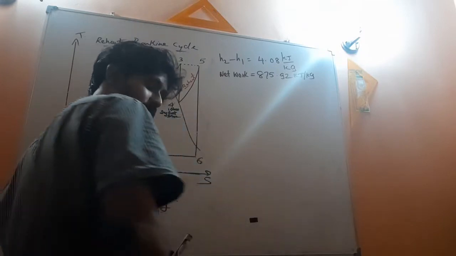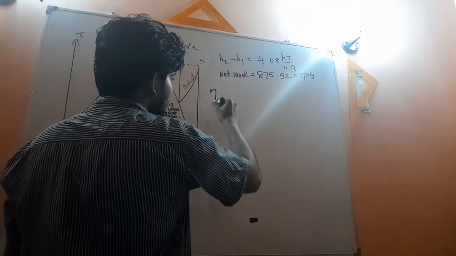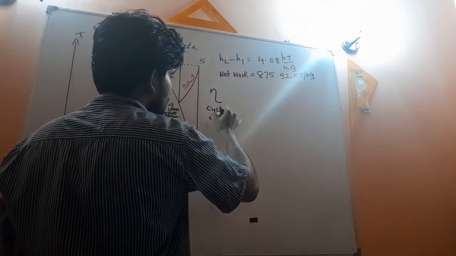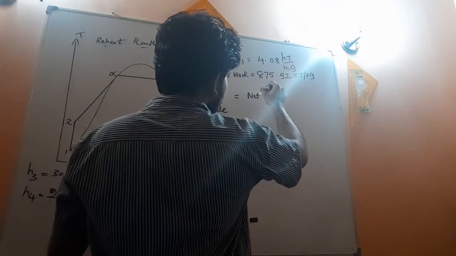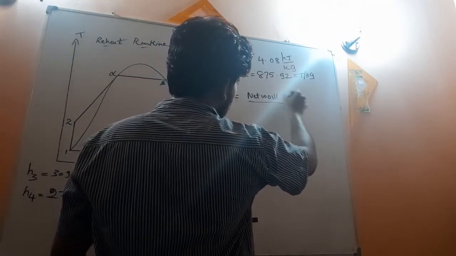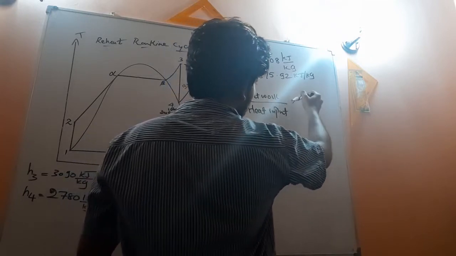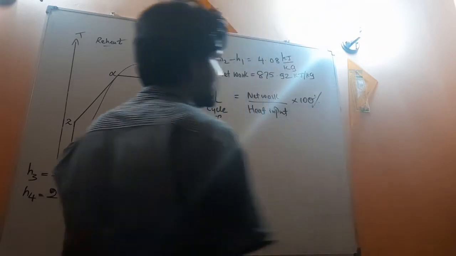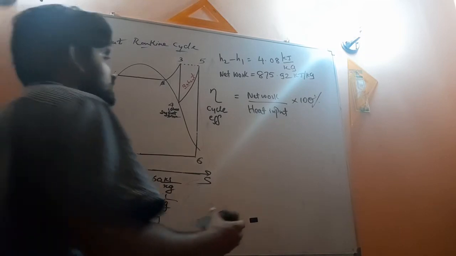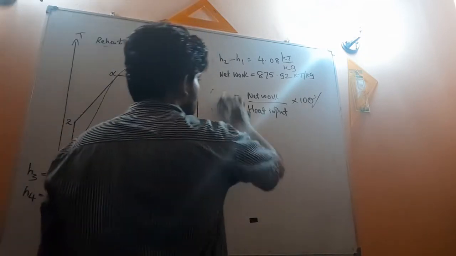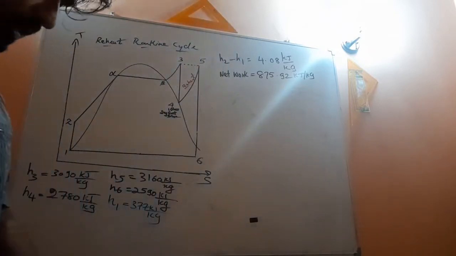Now we have to find the thermal efficiency, or the cycle efficiency. What is the cycle efficiency? That is the ratio of net work to heat input, multiplied by 100%. So now we have to find the heat input. Very easy.